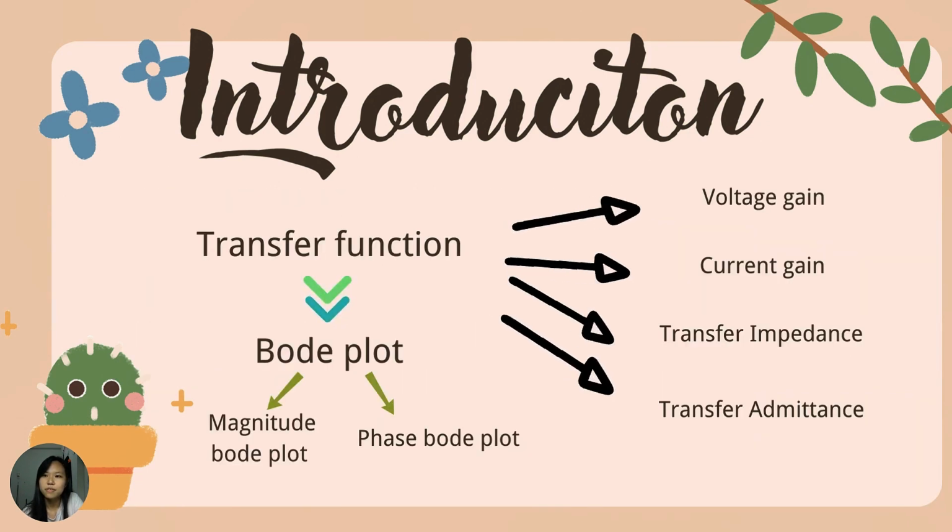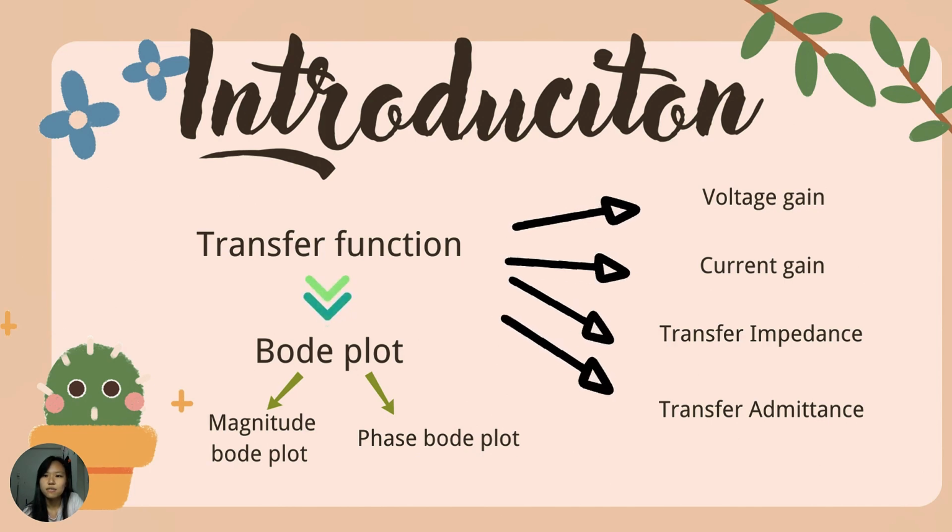Afterwards, the main point of the topic is converting the transfer function into plot graphs, which are the magnitude plot graph and the phase plot graph. In addition, the transfer function can also be divided into 4 types. They are voltage gain, current gain, transfer impedance, and transfer admittance. The gain is essentially a measure of amplification and is defined as the ratio of output quantity to the input quantity.